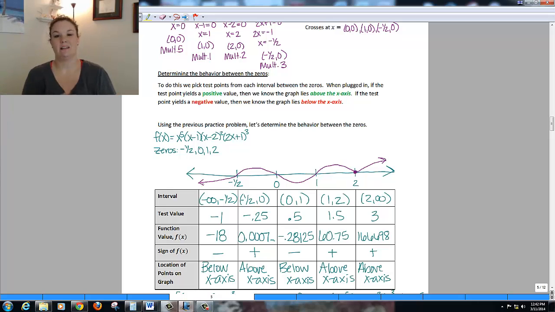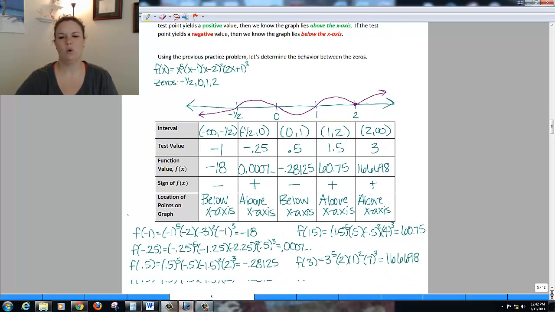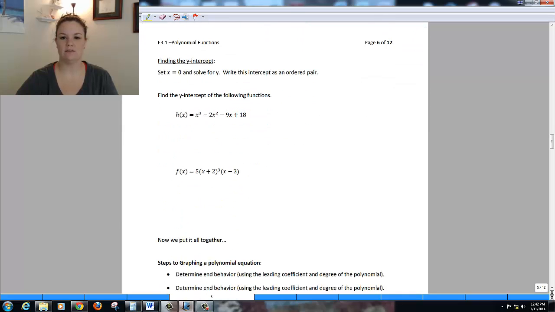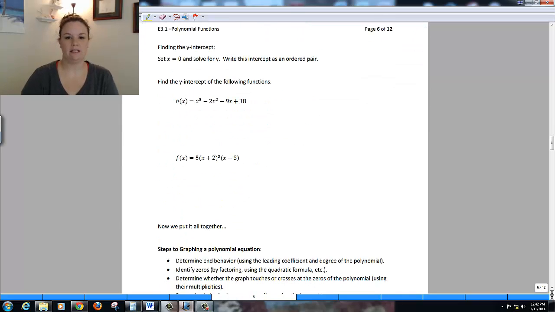But I can just use my test values to get a good picture. Okay, so what we're going to do now is put all of this together and try to graph these. The only other thing we have to go over is finding the y-intercept, which we already know how to find. We just plug 0 in for x, and we write it as an ordered pair.